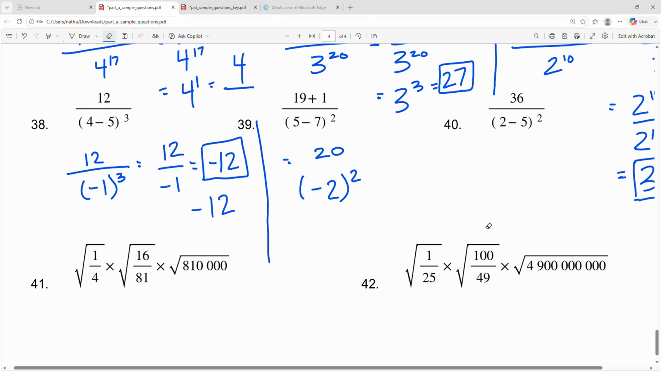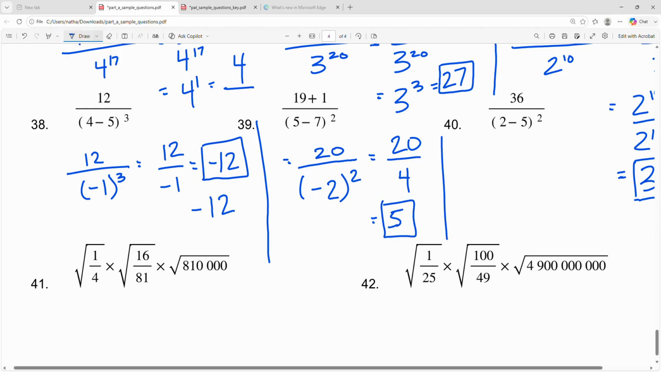Okay, so squared, that is an even exponent. So it's going to give us a positive result because it's going to be -2 times -2, negative times negative. It's positive, right? So 2 squared is 4. Even exponent, it's going to be a positive number. And we get 20 on top. 20 divided by 4 is 5, and we're done.